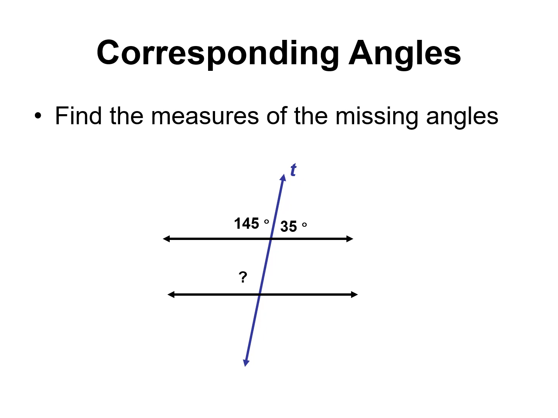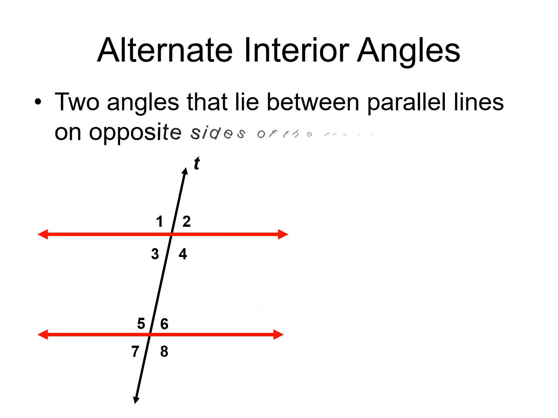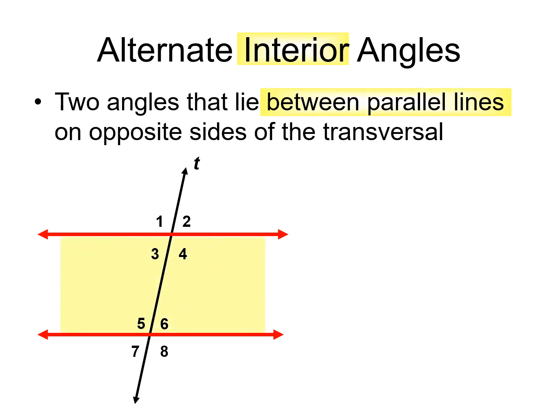So one question, do it by using the concept of corresponding angles, find the measure of the missing angle. 145 degrees and 35 degrees is given. So the corresponding angle is 145. Alternate interior angles: two angles that lie between parallel lines on opposite sides of a transversal. So interior means between the parallel lines. It is highlighted.